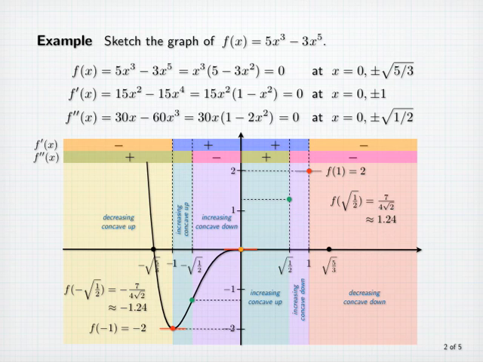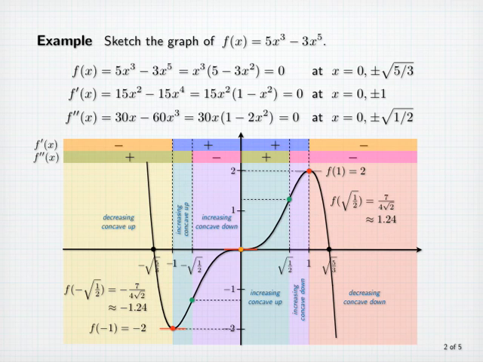The function is increasing and the graph is concave down until we get to the point 0, 0, where the tangent line is horizontal. When x is greater than 0 but less than the square root of a half, the function is increasing and the graph is concave up. The function continues to increase while the graph is concave down between square root of a half and 1. And then when x is greater than 1, the function is always decreasing and always concave down.